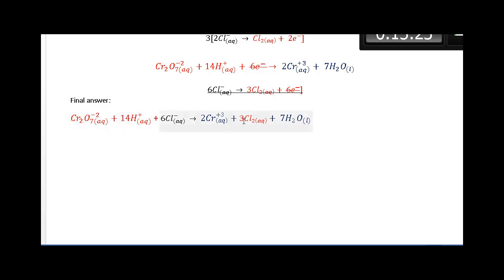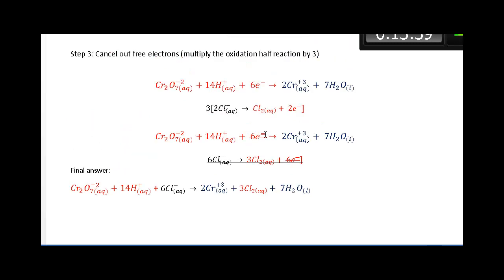Hydrogens are balanced, 14 each. Chlorines, 6Cl on the reactant side, 6Cl on the product side. I think this is balanced, mass balanced, and charge balanced. This is the final answer to how to balance this equation under acidic conditions. So under acid conditions, dichromate gains 6 electrons, and in doing so, it becomes Cr plus 3. And also Cl minus gives up 2 electrons, and in doing so, it becomes Cl2. So that is the electron transfer that's going on. We had to do some balancing to get our final balanced redox reaction.